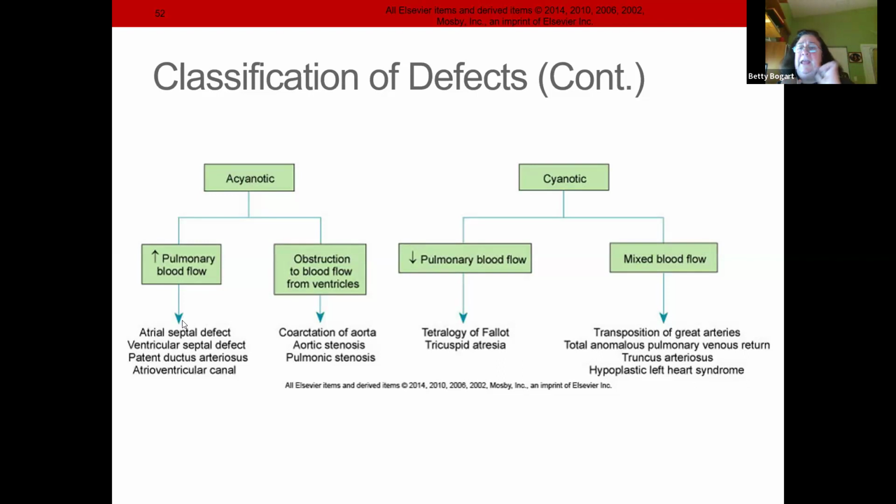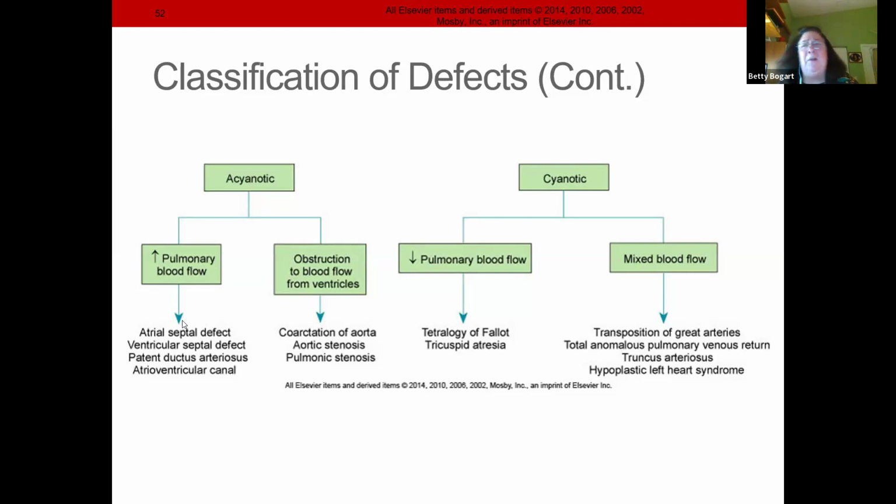Now, if you need it open, like for transposition of the great arteries, so you get oxygen, we give synthetic prostaglandins to them. It's a slow, continuous IV infusion. It keeps that duct open until we can do surgery. It prevents emergencies. You can do it a week later. It doesn't matter as long as that duct is open. And it gives cardiac output and it produces oxygen.